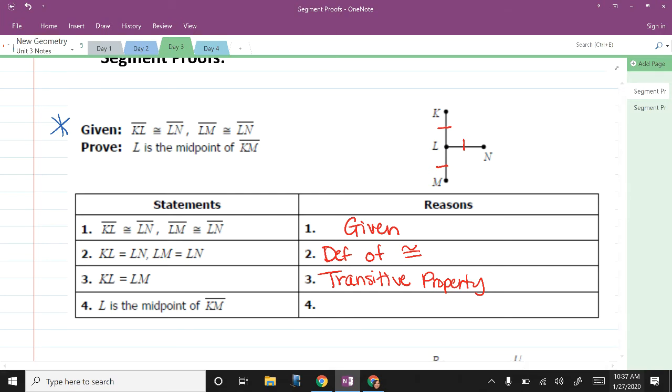So, y'all see how I did that? They were both equal to LN. So step 3 says that KL and LM are congruent, or equal, to each other. Y'all see why it's transitive? All right, last thing I need to do. It says it's proven that L is the midpoint of KM. Well, don't I know that KL is congruent to LM? They just told me that here, right? So that means L must be the midpoint between K and M. So what tells me that that's a midpoint? Definition of a midpoint. Very good.